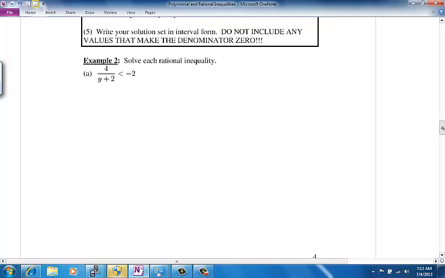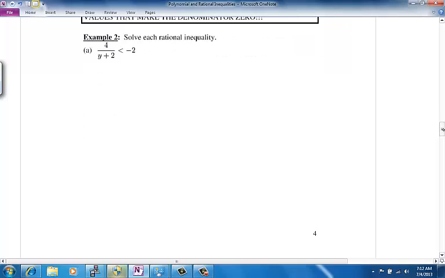So let's go through a couple of examples here. If I'm going to solve this rational inequality, first thing I want to do is rewrite.